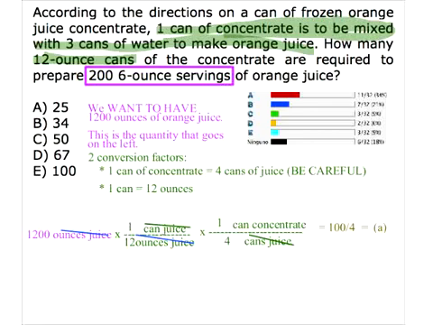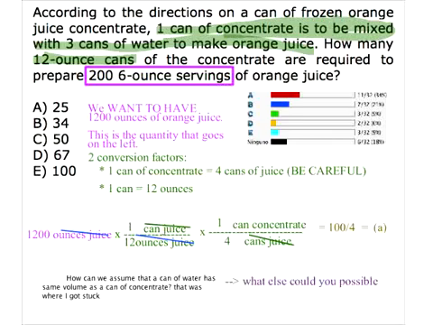There's a question in the text box. I can understand where this question is coming from, but the best way to answer it is this. The question is, how can we assume that a can of water has the same volume as a can of concentrate? The best way to answer this is, what else are you going to assume? I mean, what else could you possibly assume?